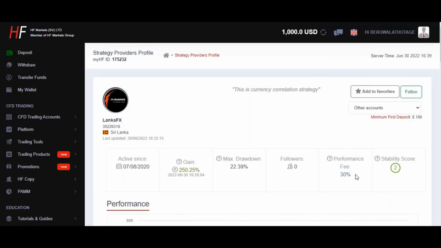Here I have to mention that only if the strategy provider is making money for you can he charge 30%. If he is not making profits for you, he cannot charge anything, right? So bear this in mind. A fee of 20 to 30% is acceptable, but personally I don't like anybody charging more than 40%, right? A stability score of 2 means okay.